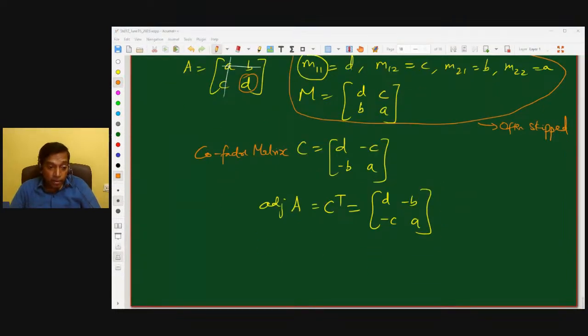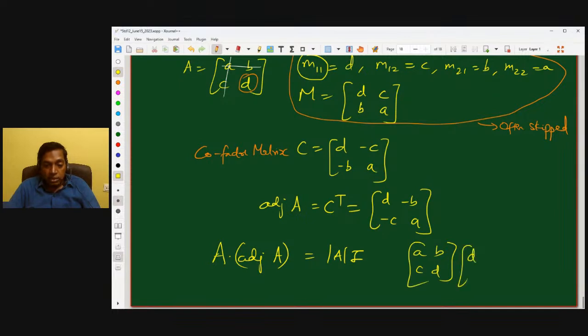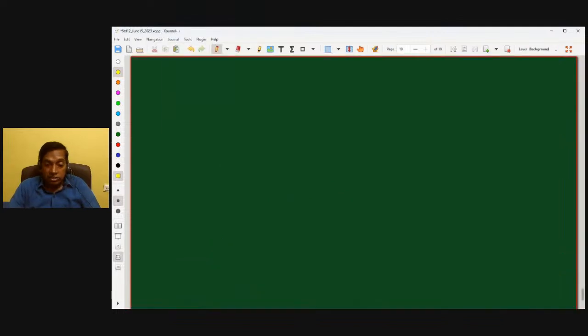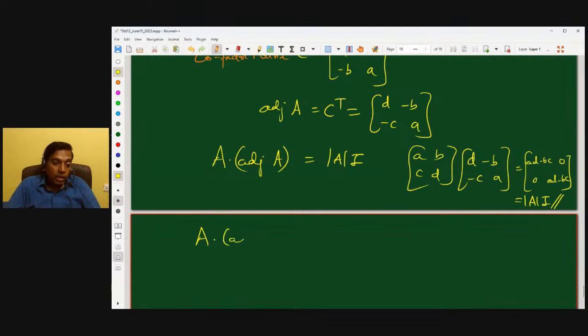Now comes the beauty. If you do A times adjoint A, and this is the power of adjoint, you get determinant A times I. Do A, B, C, D times D, minus B, minus C, A, and you will see AD minus BC, 0, 0, AD minus BC. This is determinant A times I. So adjoint is connected to inverse. Of course, I haven't proved this for a general matrix, which is beyond the scope of our course.